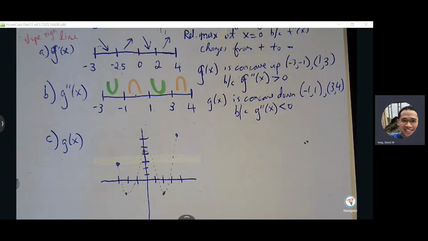This is not the full curvature of the graph, but I don't really care. I just want to get the path of the graph down on paper.